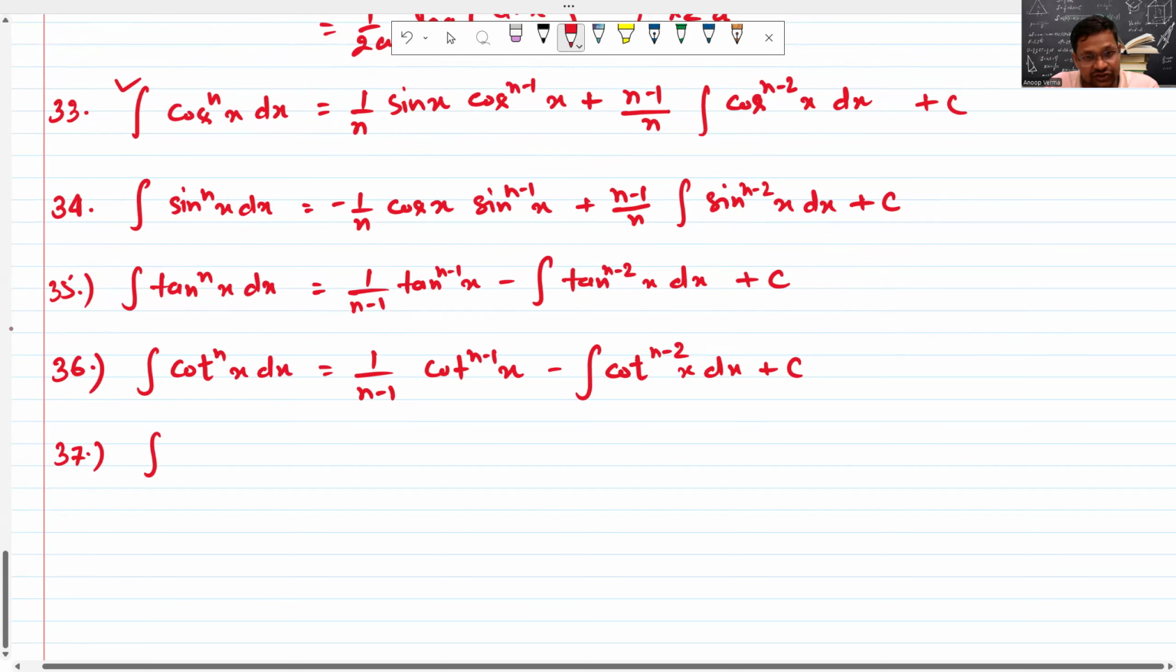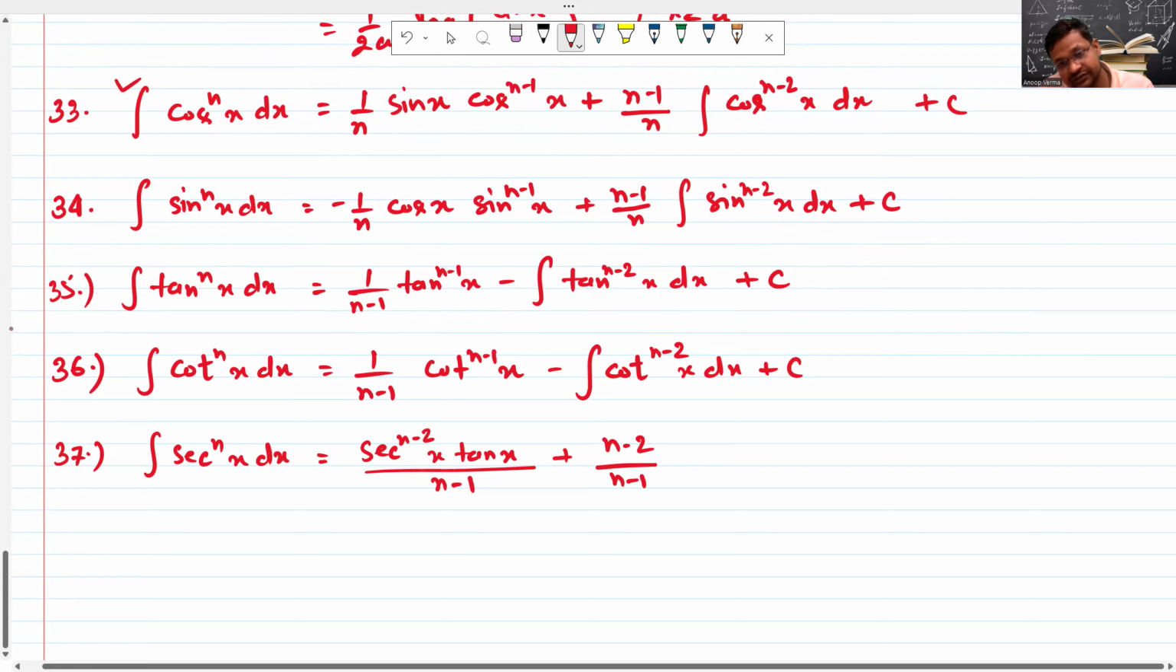The integration of sec to the power n of x dx is equal to sec to power n minus 2 of x tan of x divided by n minus 1, plus n minus 2 upon n minus 1 integration of sec to power n minus 2 of x dx, plus c.